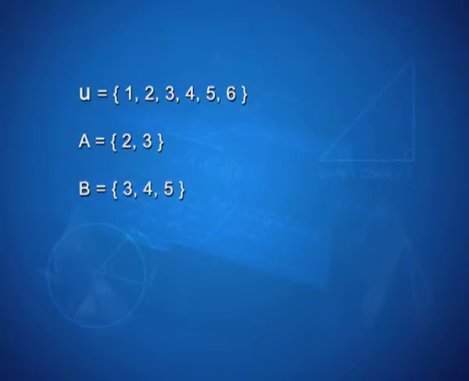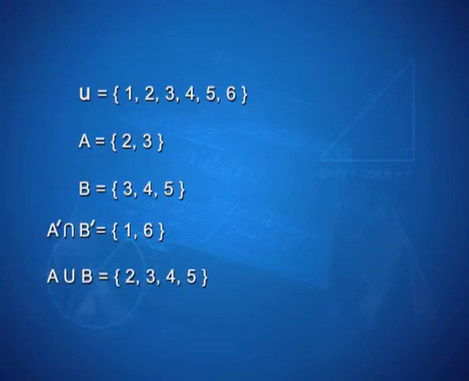So, this set will contain the elements 1 and 6. A union B will be the set of elements of set A and set B taking the common elements only once. Therefore, A union B will contain the elements 2, 3, 4 and 5.